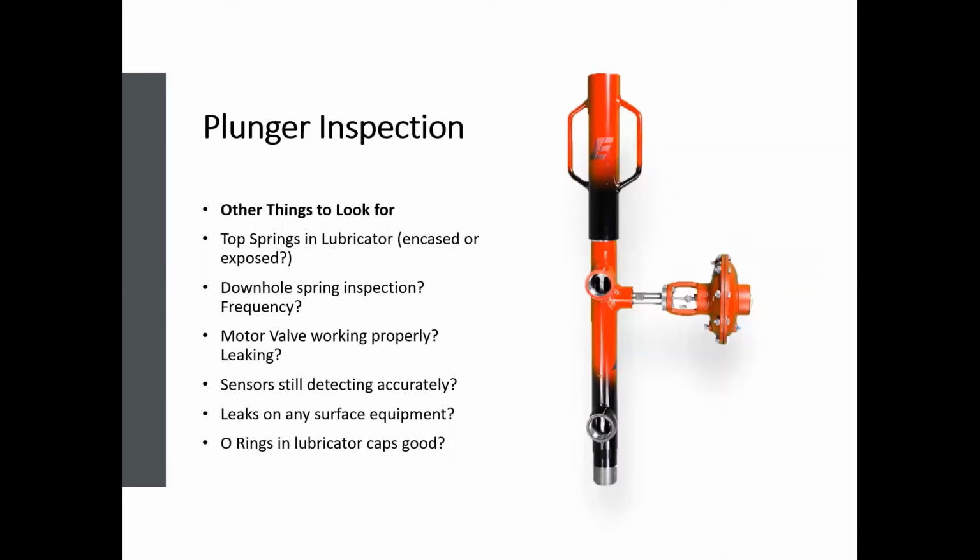To check whether the motor valve is working properly or if it's leaking, see if the well is selling when the valve is closed. If so, the trim and seat may need to be replaced. The well needs to be fully closed for the plunger to fall. So if the trim and seat is leaking, it's going to give you issues with optimizing your plunger system.